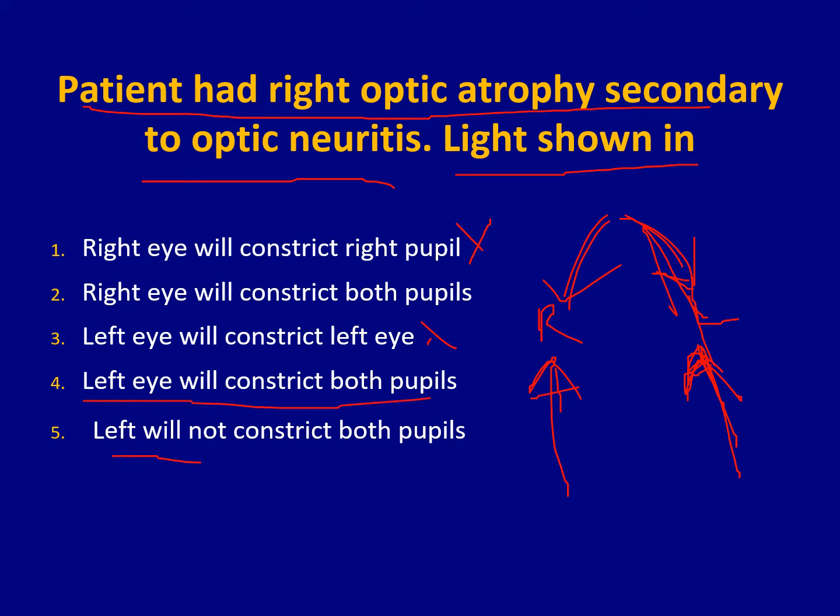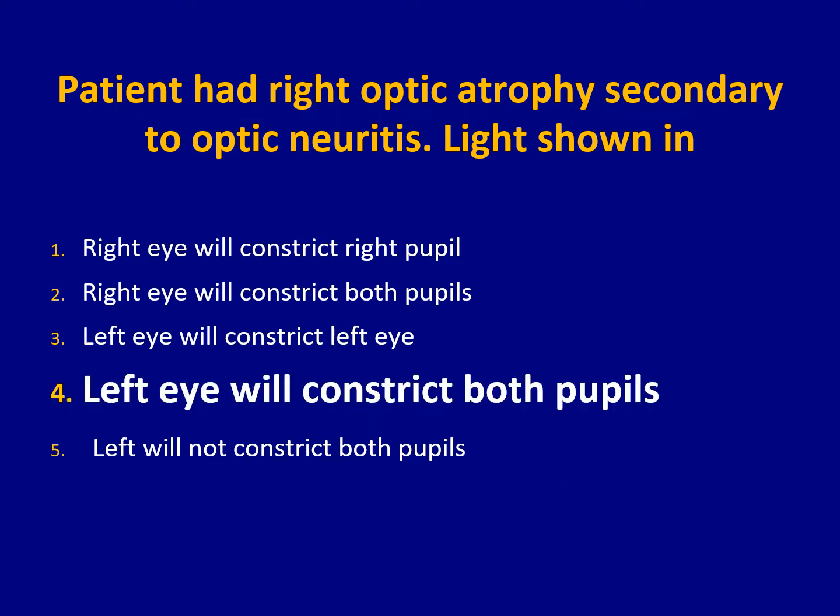Light shown in the left eye will not constrict both pupils. No, it will constrict both pupils. So the answer is number 4. Let's see. Light shown in the left eye will constrict both pupils is the answer. Next MCQ.